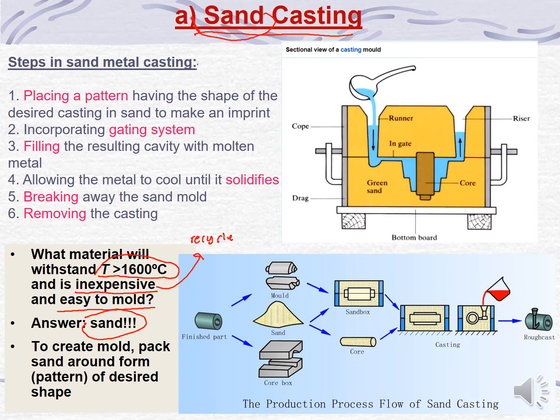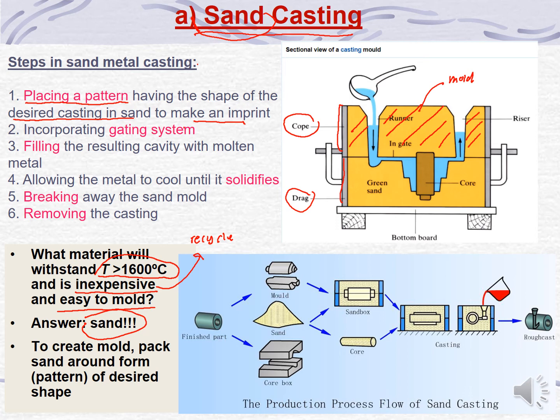Okay, the steps in sand metal casting start with placing a pattern, which has the shape of the desired casting, in sand to make an imprint. So for the sand casting process, we need to have the cope part and also the drag part. The yellow area here is actually the mold, made from the sand. This is the mold.